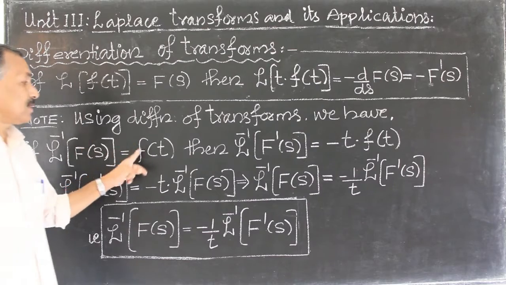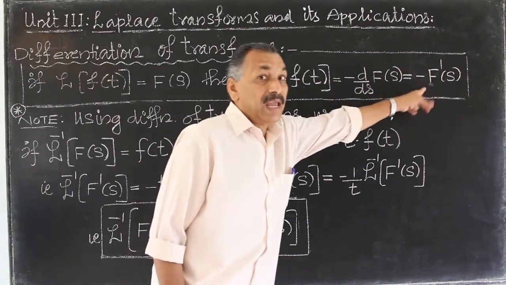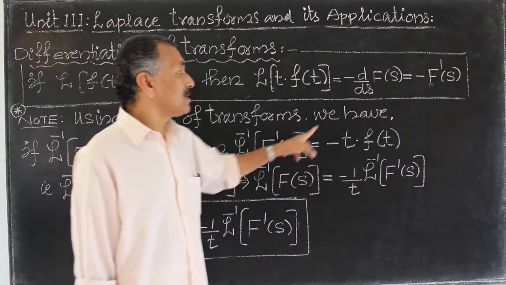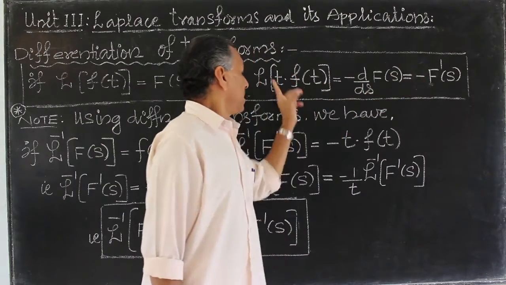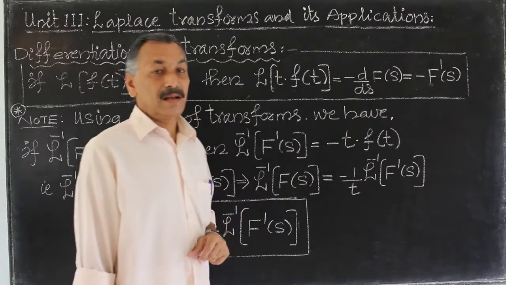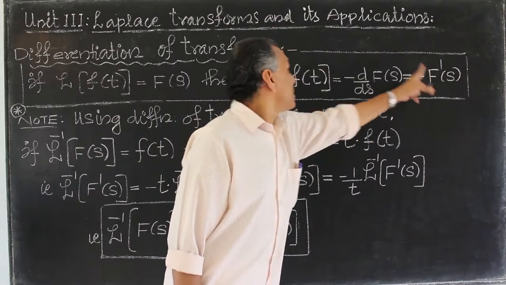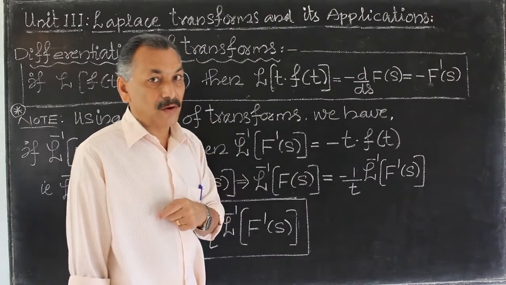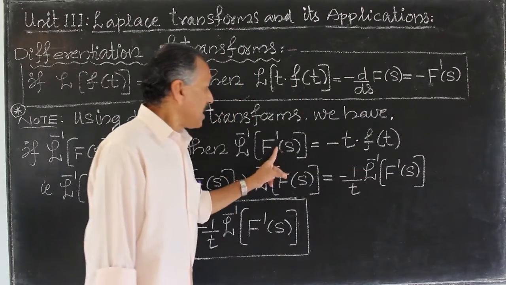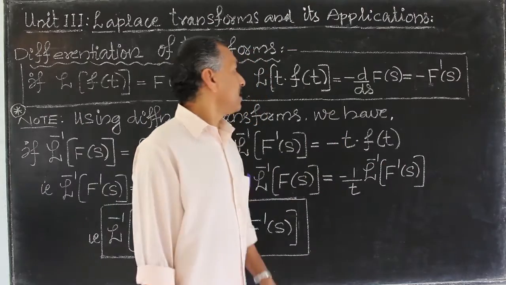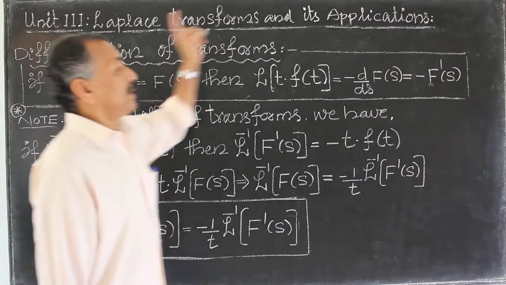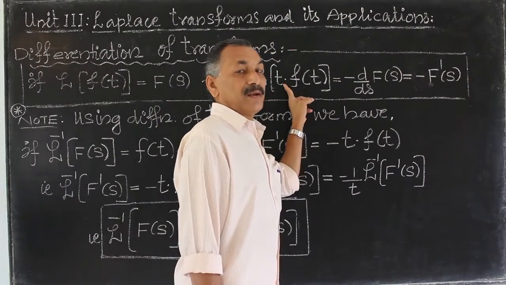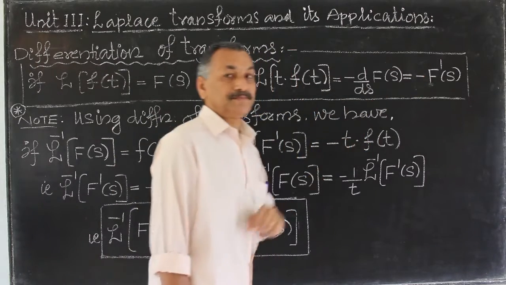If L inverse of F(s) is equal to f(t), then L inverse of F'(s), the derivative of F, is equal to minus t into f(t). That is, if L inverse of F(s) is equal to f(t), then L inverse of F'(s) is equal to minus t into f(t). Bringing the minus outside, dividing means multiply by minus t into f(t).